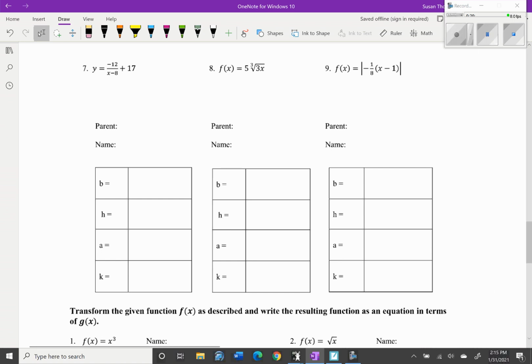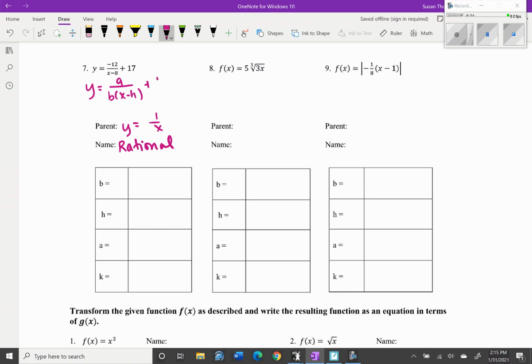So for question 7, the parent graph is y equals 1 over x, which is a rational function, which we've been doing in unit 4. So for this, we have y equals a over b times x minus h, plus k. So that means my b value is not there, so it's 1, because there's nothing being multiplied in front of the x. h is 8. a is -12 because it's in the numerator, and k is on the outside, which is 17. So this doesn't do anything to my graph.